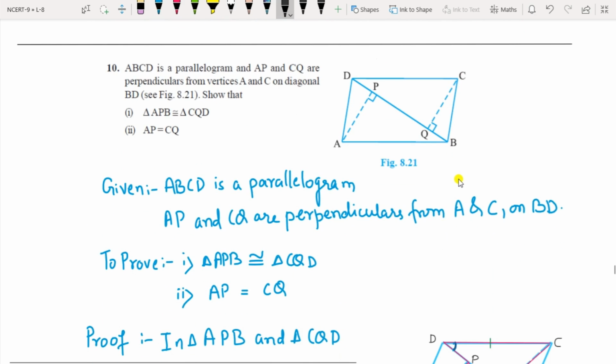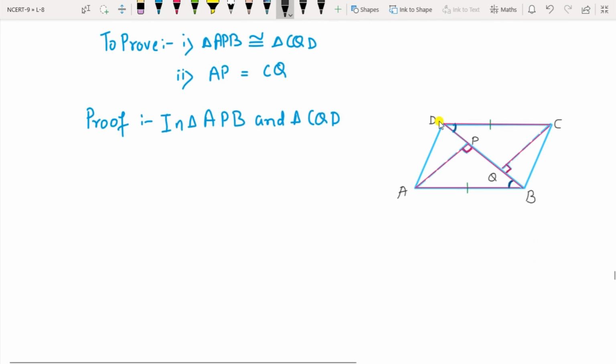Question 10. ABCD is a parallelogram here, and AP and CQ are the perpendiculars drawn from A and C on the diagonal BD. We have to show that APB and CQD are congruent and AP is equal to CQ, that is the CPCT. So we are going to consider these two triangles here. So what are the equal things that you have to write?